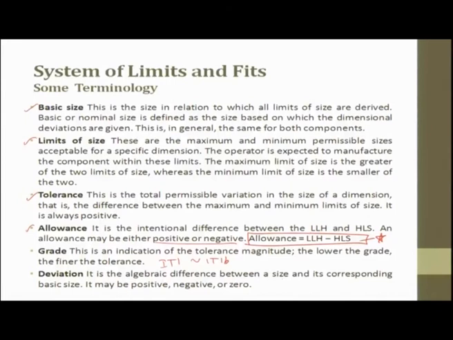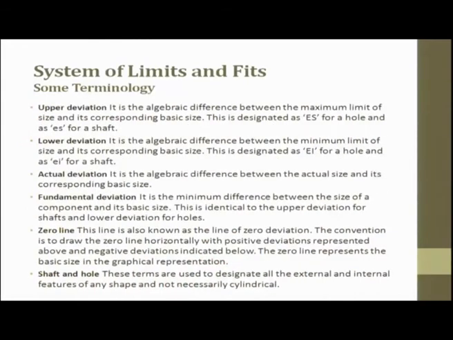So, these deviations are the ABCD which we saw for a hole based system and for a shaft based system. Upper deviation is the algebraic difference between the maximum limit of the size and the corresponding basic size. It is designated as ES for a hole and es for a shaft. Okay. When we talk about upper, there should naturally be a lower limit also. So, they are in turn called EI for the minimum limit for the hole and ei for the shaft.